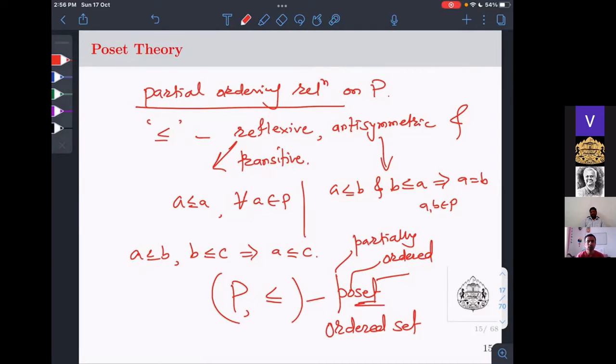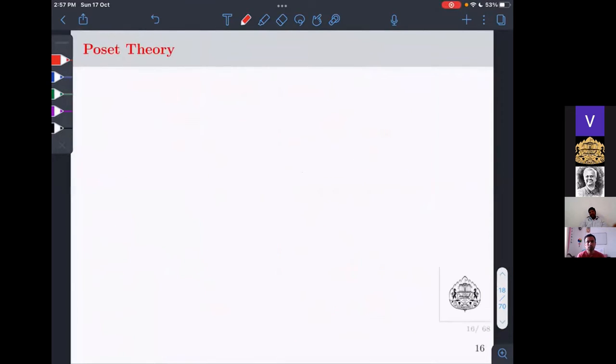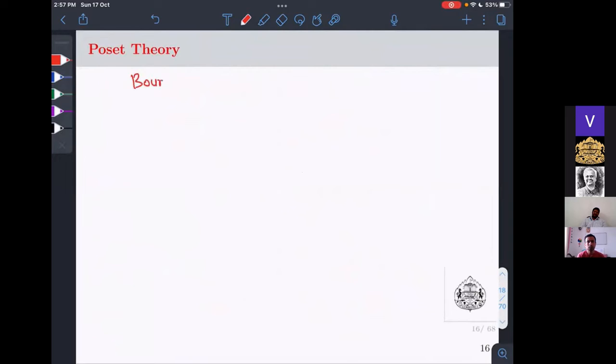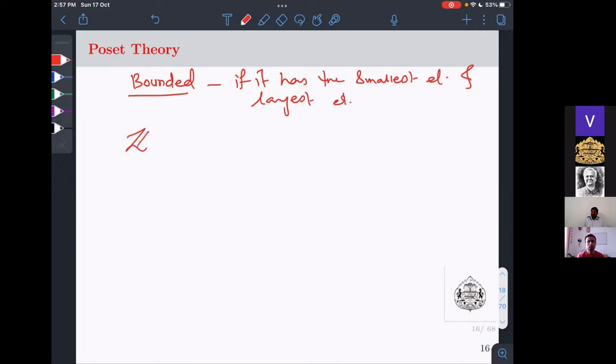I can go for a very simple example, the set of integers. If I'm looking at the set of integers under the usual partial order, it will be a poset. And you can see that when we have a poset in general, we say that it is bounded if it has the smallest element and the largest element. But if I look at Z with the usual partial order, will it be a bounded poset?